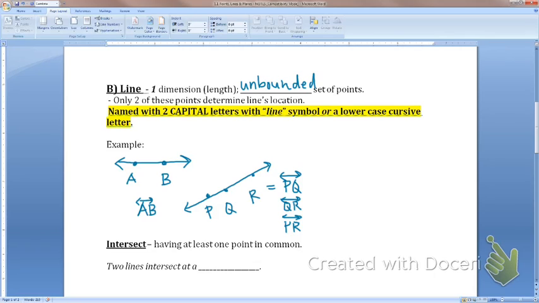Or any mixture of the two. I'm sorry, 3. All right, you also can name a line. I'm going to erase this over here because I hope you already have it written down.